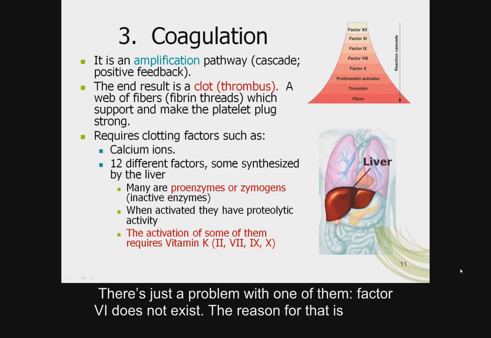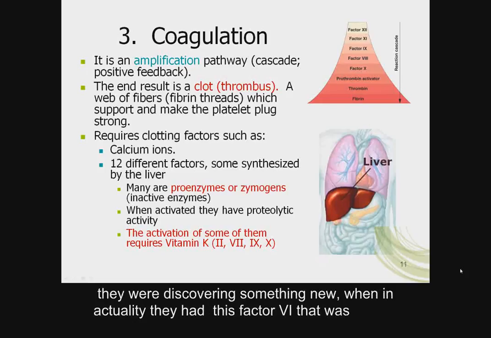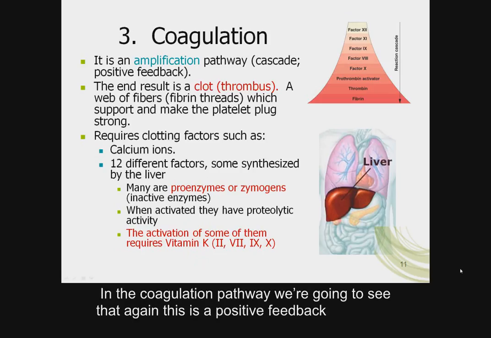Factor 6 does not exist. The reason for that is that it was a redundant discovery. The second scientific laboratory thought they were discovering something new, when in actuality this factor 6 had already been published on, and so the second team had to wipe it off the books because it turned out to be the same as factor 5.